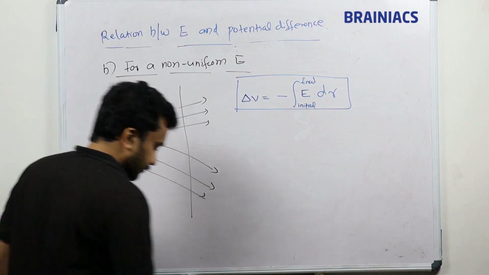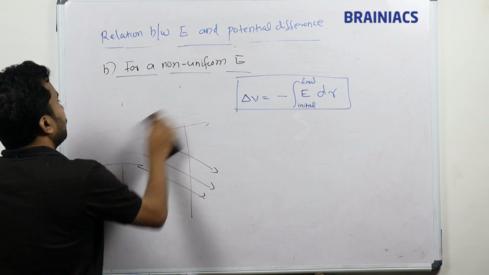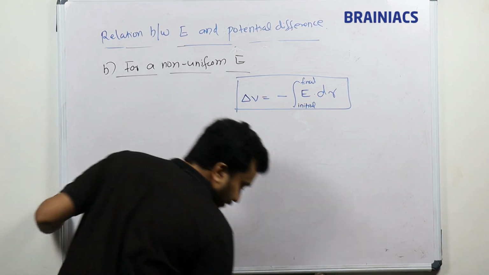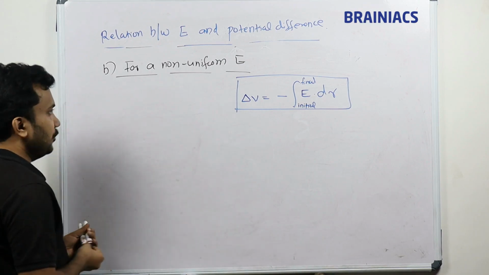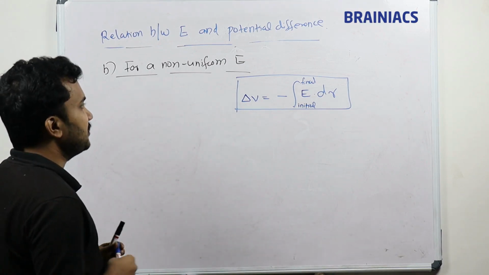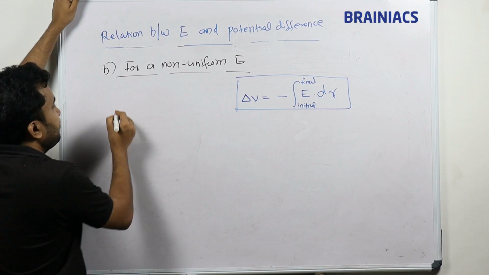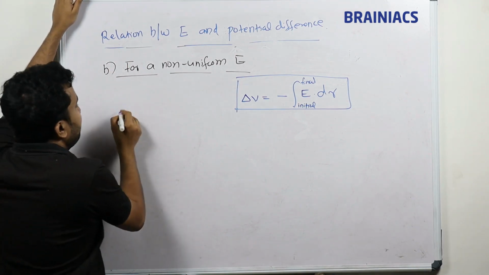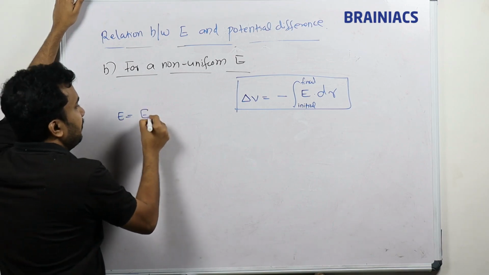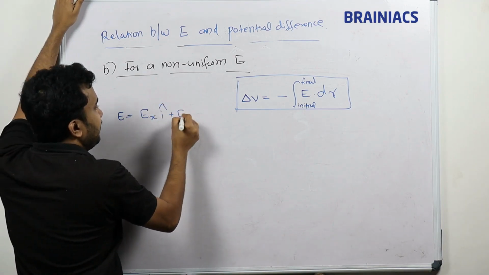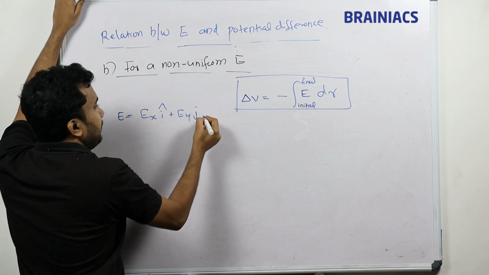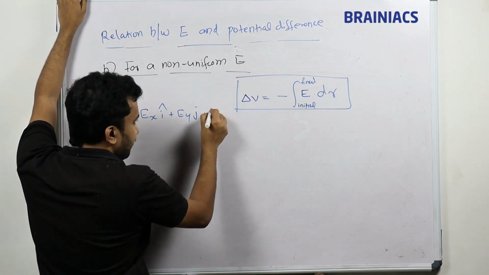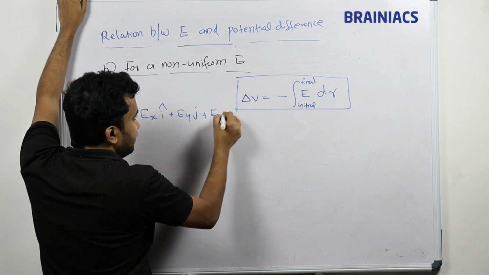We will see some examples for this. Not directly an example, but I'll tell you a principle like this one. Normally, from the question's point of view, electric fields will be given as E = Ex i + Ey j + Ez k, where E is a vector.